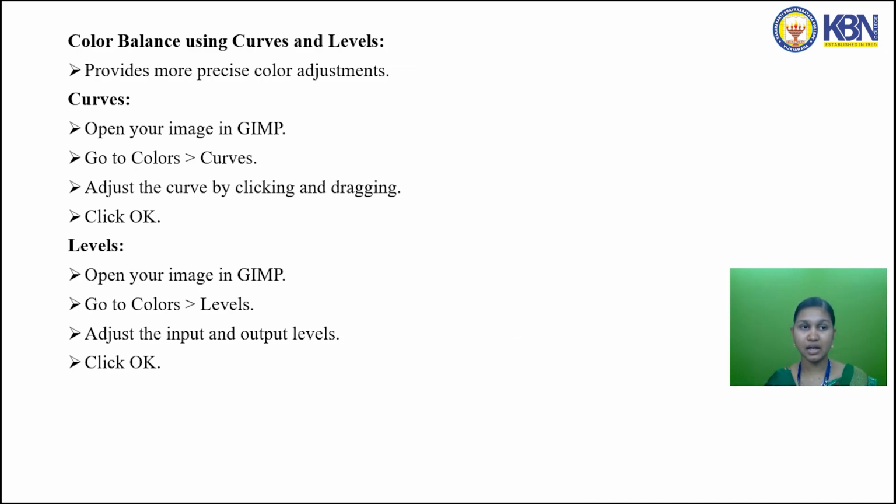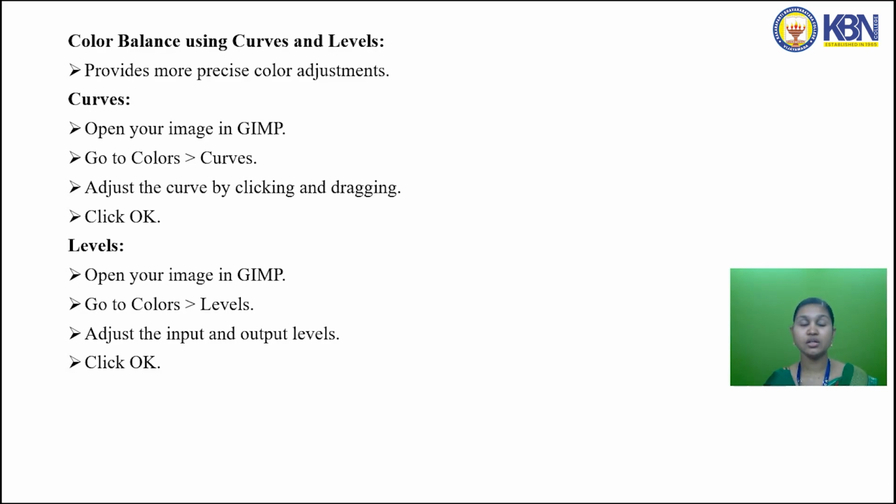And for this color balance, you can only use curves and levels. Previously we learned the free select tool. I told you that whenever you start a point, finally you have to complete your task and go back to that starting point only. The free select tool means wherever you start, you have to conclude at that point. Like that, for color balancing I am using curves and levels: how I can draw the curve and how to adjust my levels in that particular image. It provides more precise color adjustments.